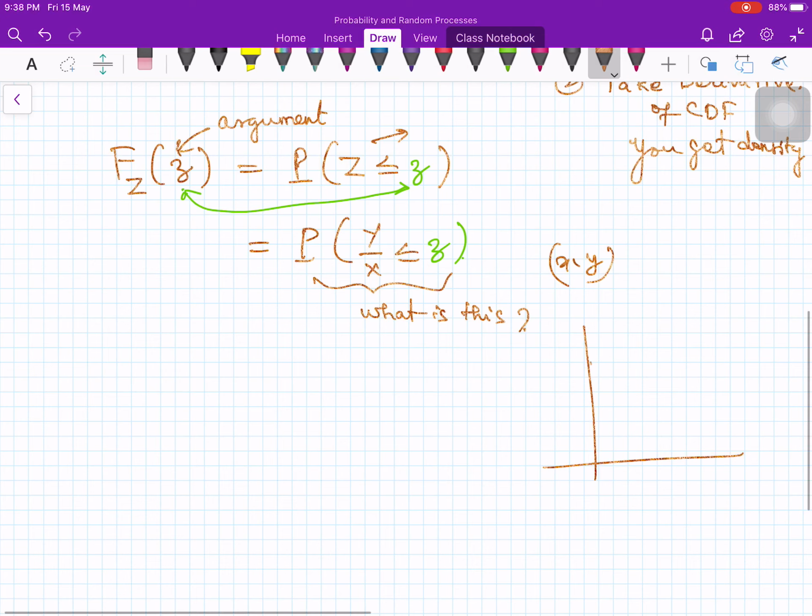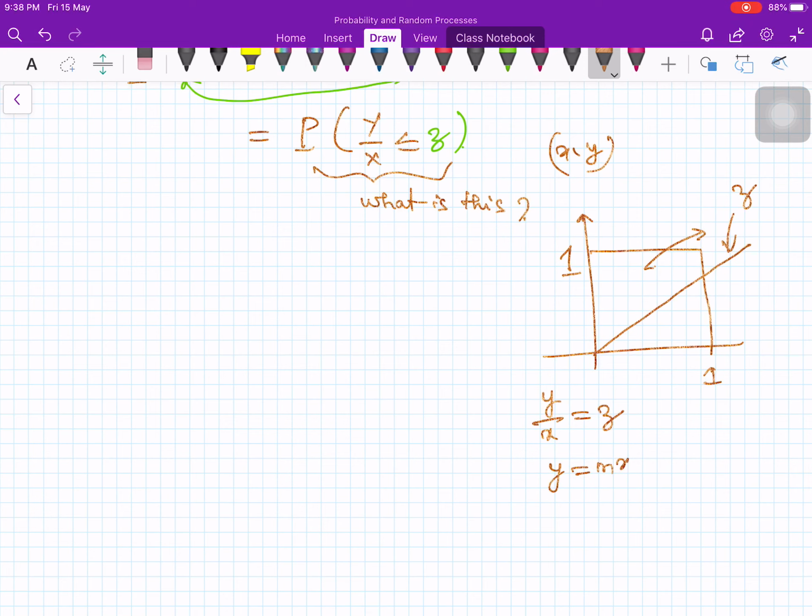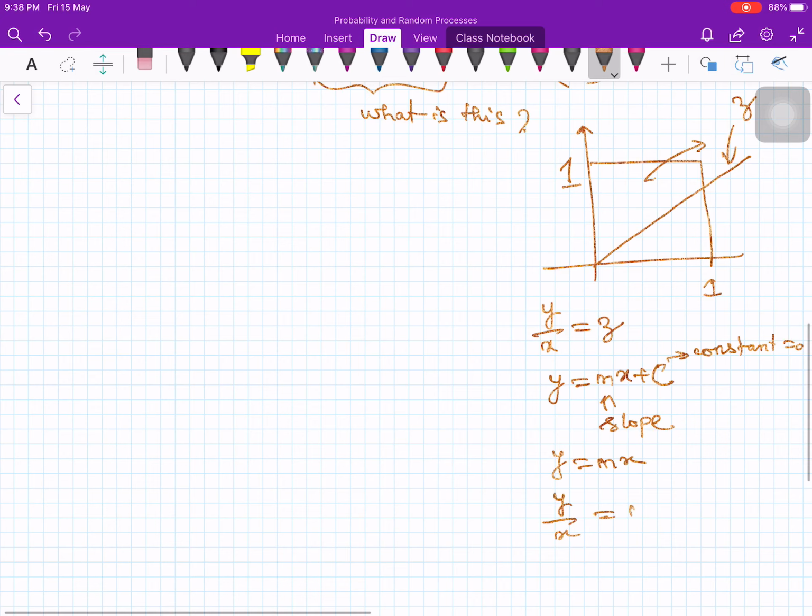See, I have the uniform random variable like this. This is 1 and this is also 1, and this is a uniform density function. Now you have a line like this, and this has a slope of z. So y by x equal to z. You know the straight line equation, y equal to mx plus c, where m is the slope of the line. Let's say for the time being this constant is equal to 0. So you can write y equal to mx, and then y by x equal to m, where m is the slope of the line. Now when I say slope less than or equal to m, that means the area below this line. So this area indicates y by x is less than or equal to z.